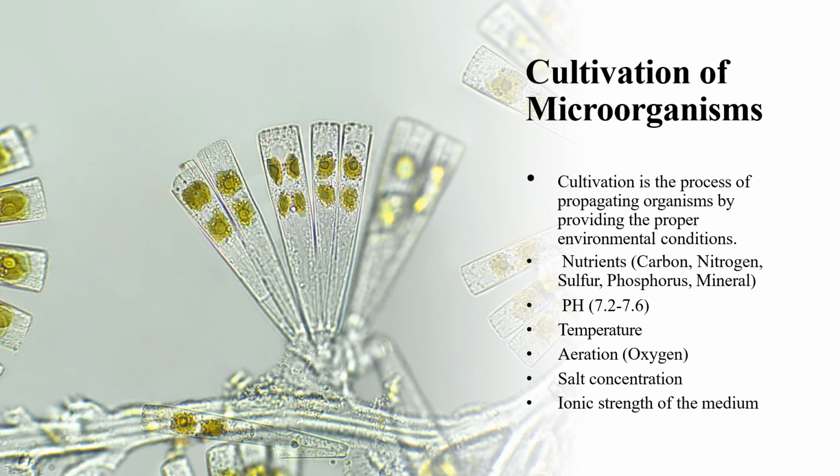These factors are nutrients, which include carbon, nitrogen, sulfur, phosphorus, minerals, pH, temperature, aeration, salt concentration, and ionic strength of the medium. Now we will explain these factors step by step. Nutrients. Bacteria require specific nutrients to grow, including carbon, nitrogen, sulfur, phosphorus, minerals, and other essential elements. These nutrients serve as the building blocks for cellular structure, energy production, and various metabolic processes.